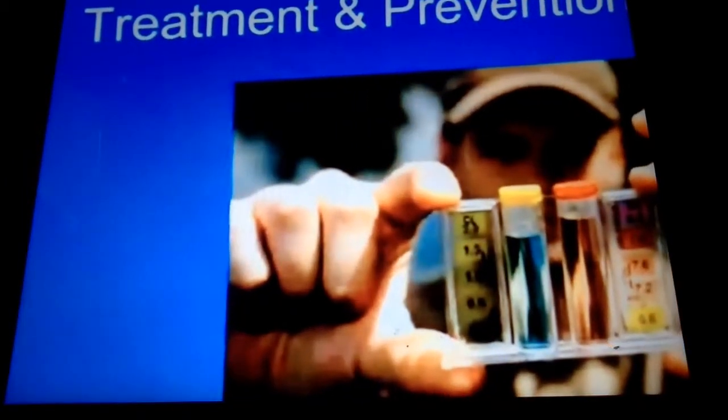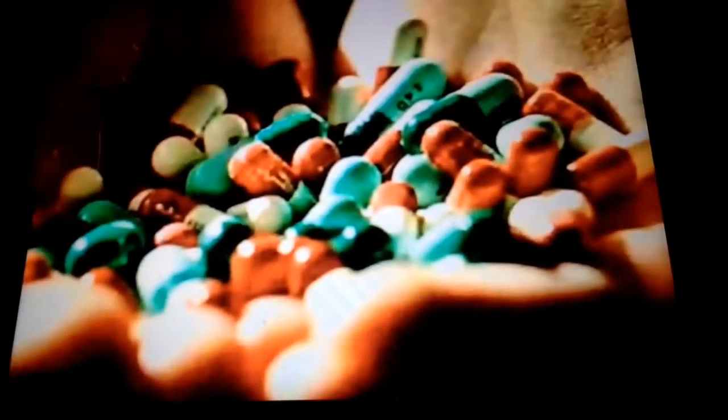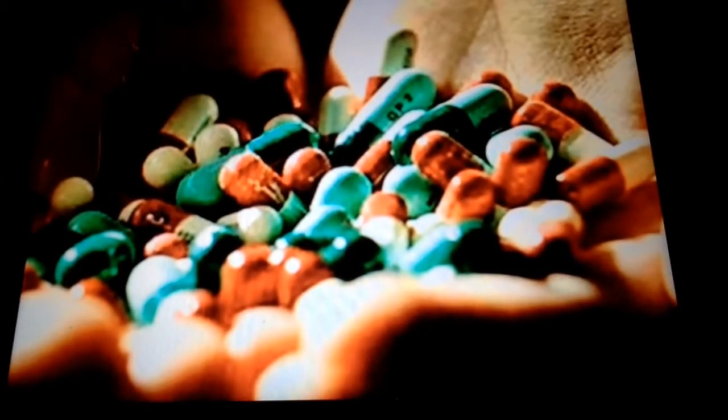Now let's talk about treatment, prevention, and control. Typhoid fever can be prevented and can usually be treated with antibiotics. Most people with typhoid fever feel better within a few days of starting antibiotic treatment, although a small number of them may die of complications.